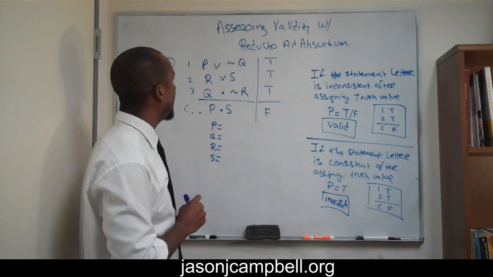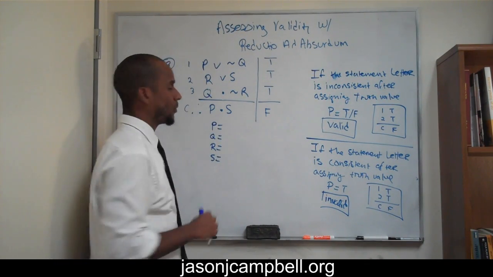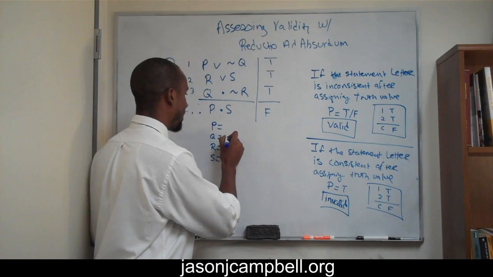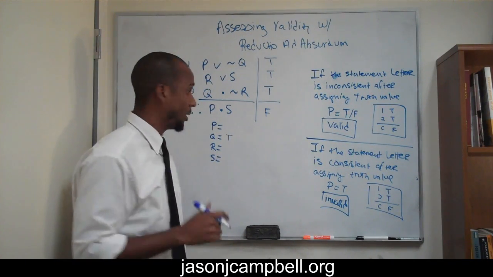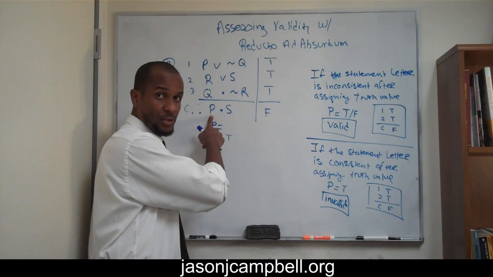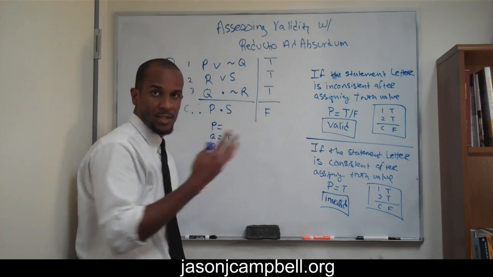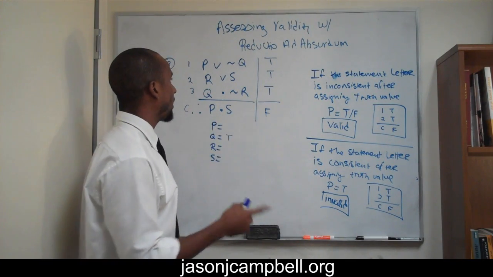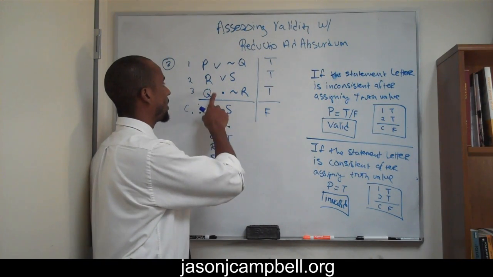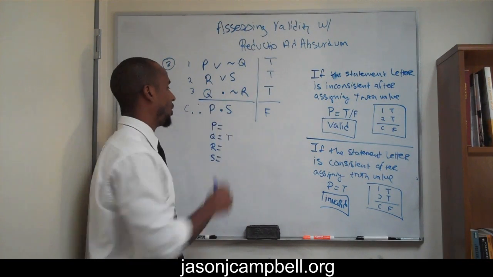So let's say we assign true to Q. I've just arbitrarily assigned true to Q. I could also try arbitrarily assigning a truth value to my conclusion, but I chose not to, because it's not as clear in this case. So I chose arbitrarily to assign true to Q.